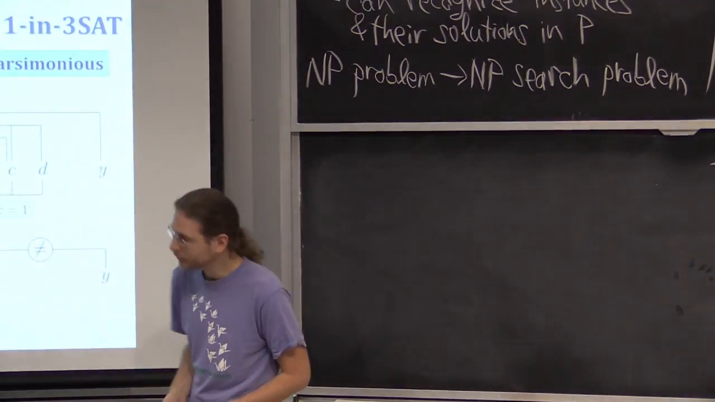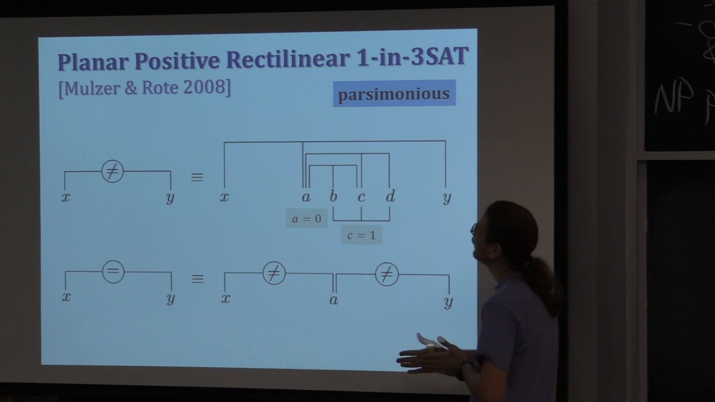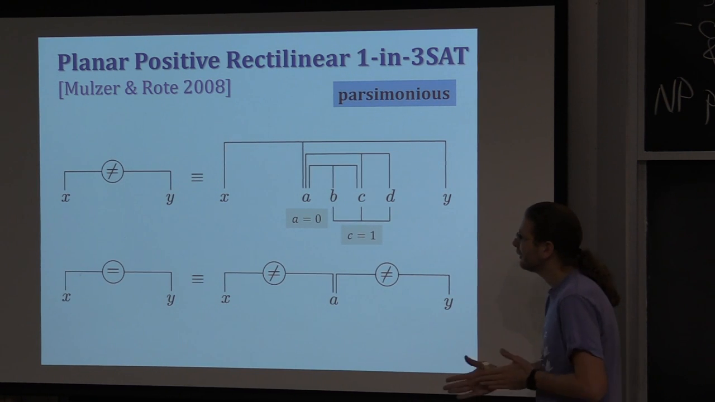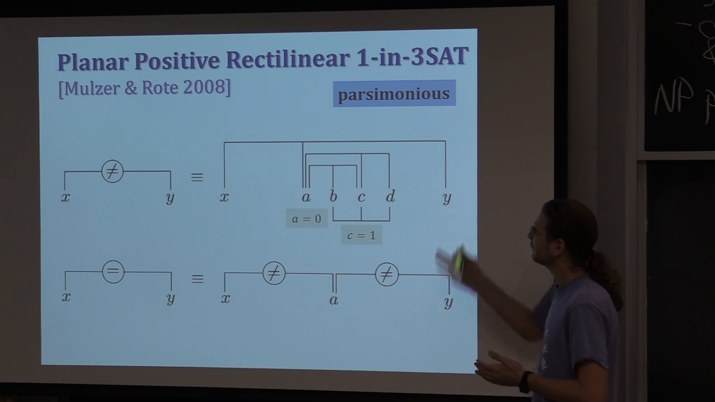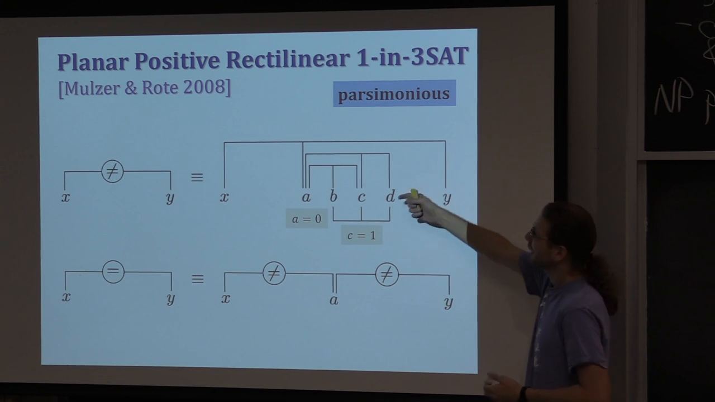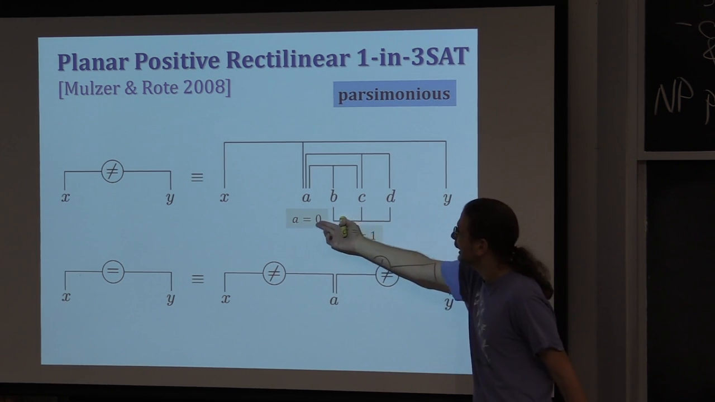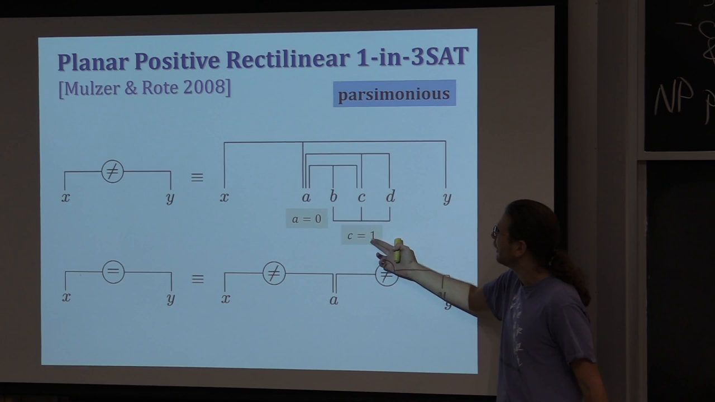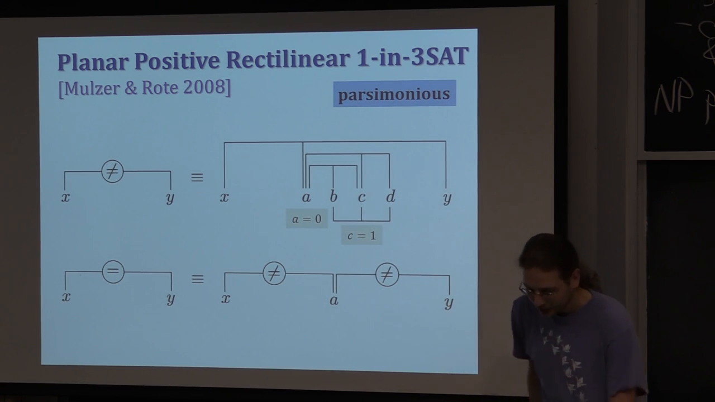Luckily, we had another proof, which was actually a stronger result: planar, positive, rectilinear 1-in-3 SAT. This was a version with no negation. And this one does work. There was first of all the not-equal gadget and the equal gadget. I don't want to go through them, but again, A was forced to be 0, C was forced to be 1, which forces B and D to be 0 in this picture. So all is good.